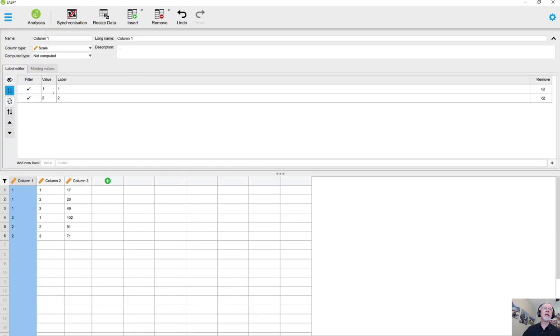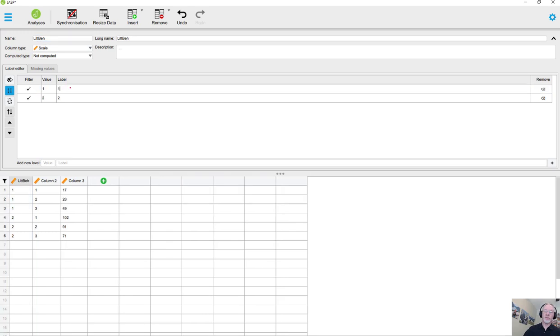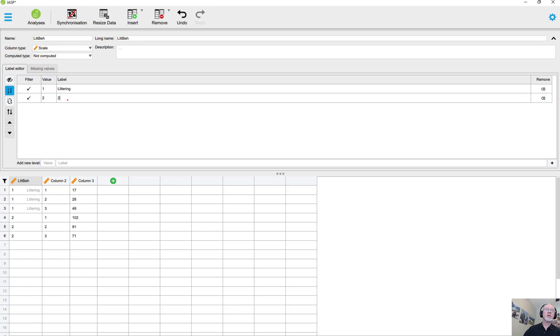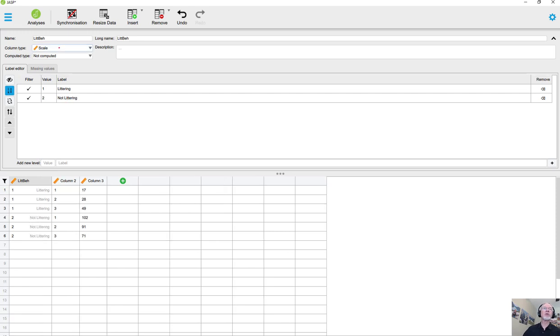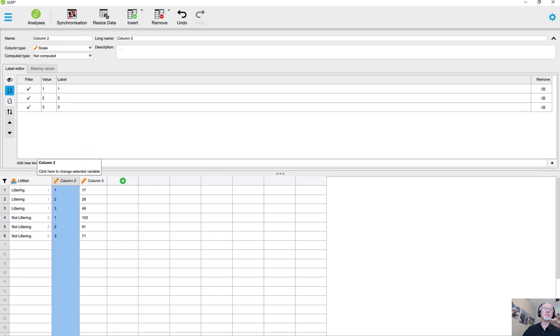I need to go ahead and name these. So I'm going to put this as littering. I'm going to call it lit behavior. And I'm going to say 1 is littering, and 2 is not littering. And I'm going to make this into a nominal variable. Okay, I'm done with that. Go to column 2.